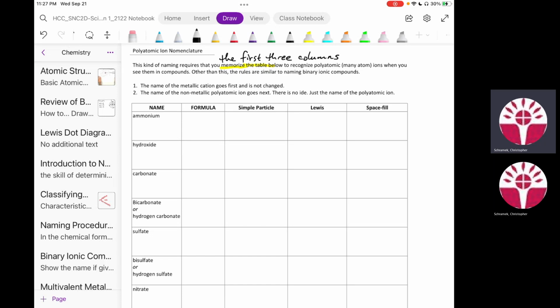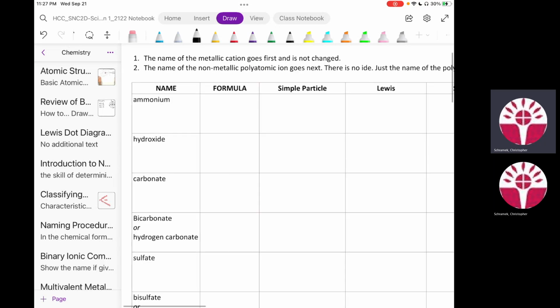The name of the metallic cation goes first, is not changed. And then you just put the name of the non-metallic polyatomic ion next. There's no "ide," it's just the name of the polyatomic ion. So sulfate or hydrogen sulfate or carbonate. We don't have to say carbide or sulfide. Those are for binaries, okay? So that's how that name code goes.